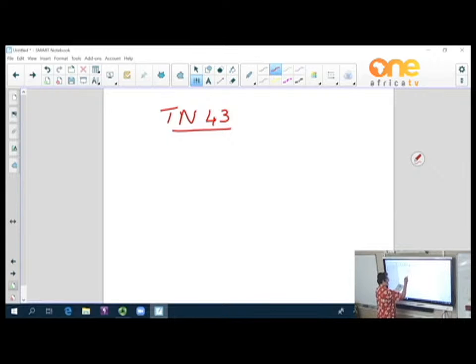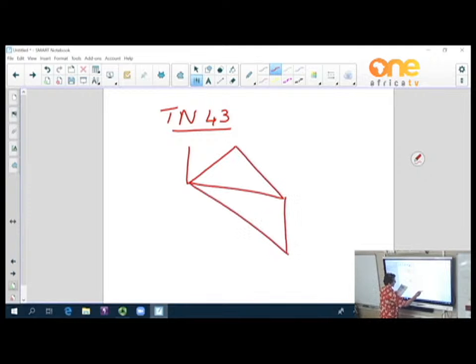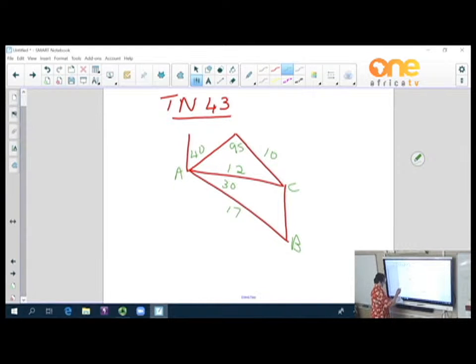Here they combine the bearings with a triangle, so this is also a very nice question that we have here. This angle is 40 degrees, there's a 95-degree angle, 12, 10, 30, and 17. And the first thing that we always look at is, is it a right angled triangle or not? And this is not a right angled triangle that you have here now. So we start off with A. Calculate angle CAD.